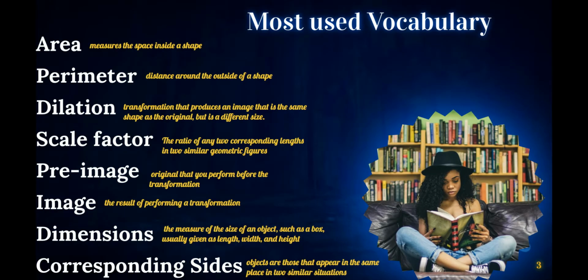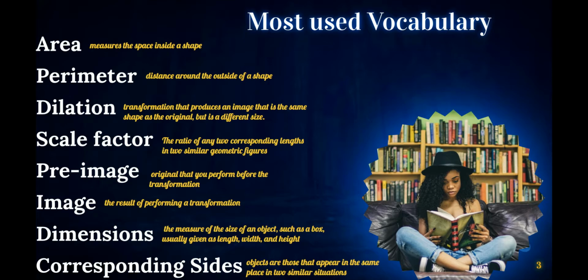So here is some vocabulary that we're going to use. It's not the only vocabulary in this TEK, but it's the most used vocabulary. Area measures the space inside of a shape. Perimeter is the distance around the outside of a shape. Dilation is a transformation that produces an image that is the same shape as the original but is a different size. The scale factor is the ratio of any two corresponding lengths in two similar geometric figures.